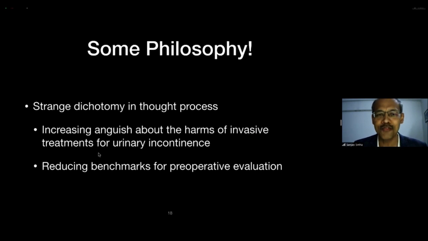And I'll finally leave you with a little bit of philosophy. Over the last few years, there's a strange dichotomy in our thought process. There is increasing anguish about the harms of invasive treatments of urinary incontinence. And yet at the same time, we seem to be reducing our benchmarks for preoperative evaluation. I think this is something that we need to resolve. We need better quality research, perhaps, which is more externally applicable to all our regular centers, not just to the most academic centers from across the world.